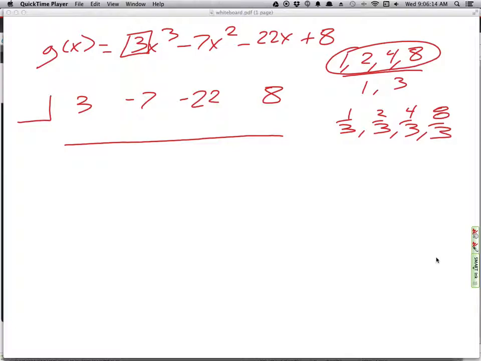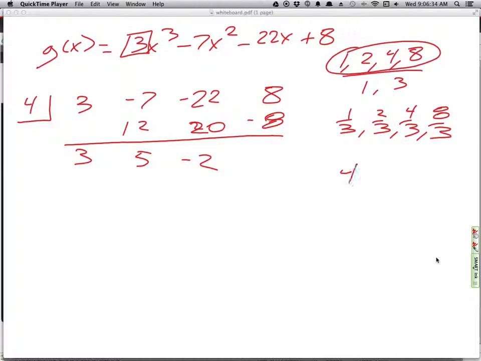Yeah, this number right here, 22, is too big if I'm using 1. There's no way I can cancel out 22 if I'm using 1. So I wouldn't try 1. 4? Alright, let's try 4. So 3, 12, 5, 20, -2, -8.